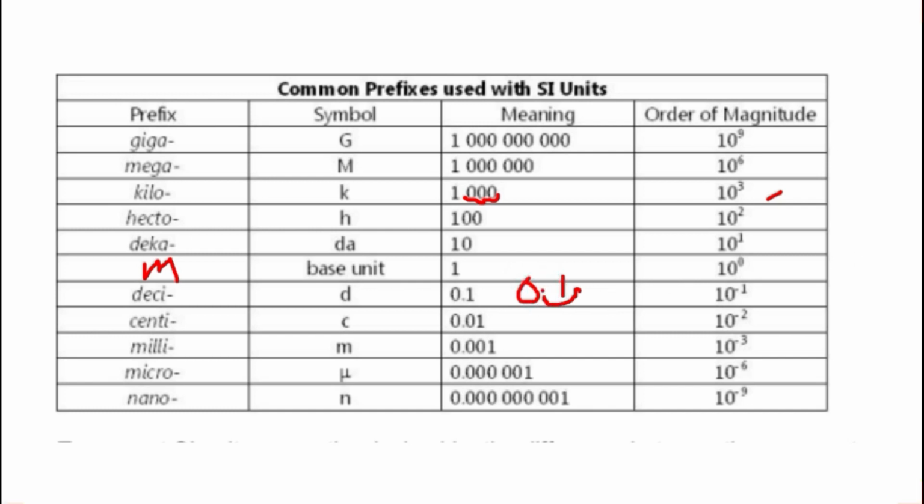And then how about centi? Centi is 10 raised to negative 2. So for negative 2, you move 2 decimal places, 1, 2. It will become 0.01. And then for millimeter, it stands for 10 raised to negative 3. So you move 3 decimal places, 1, 2, 3, and it will become 0.001. Same thing with micro and nano. The order of magnitude is negative 6 and negative 9.